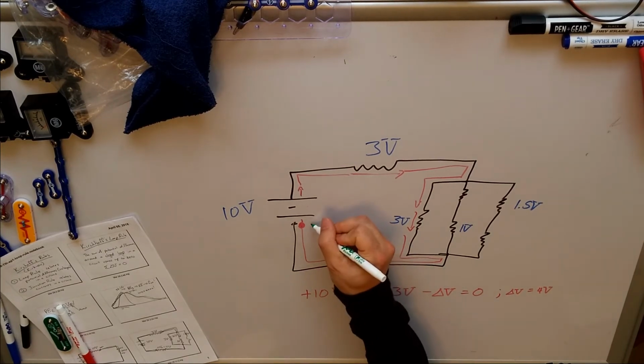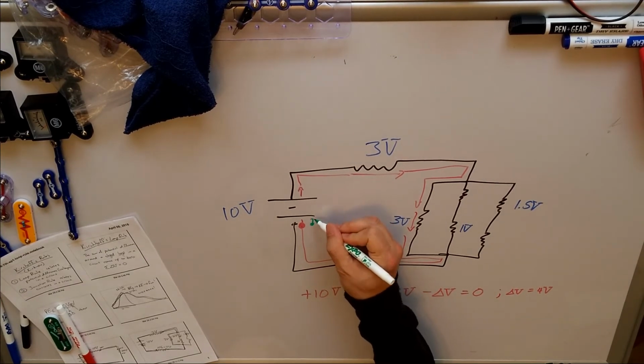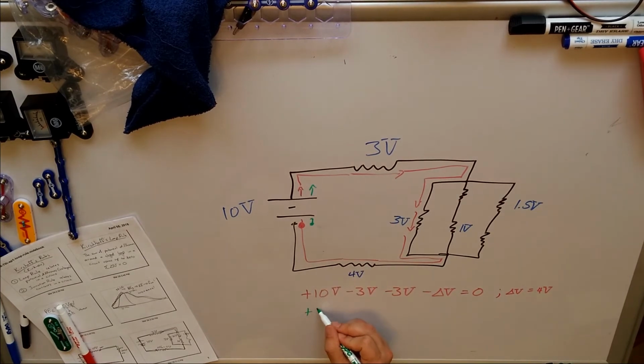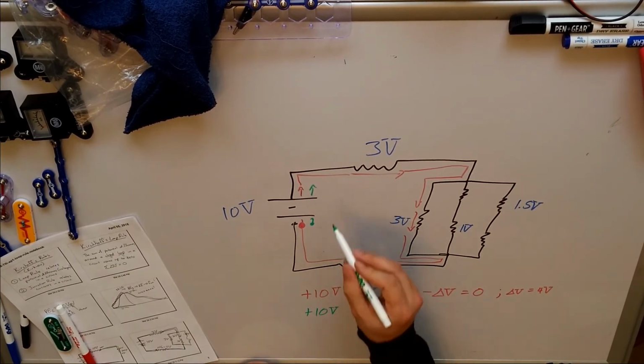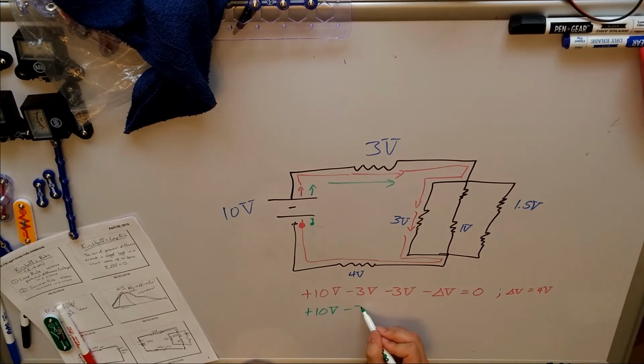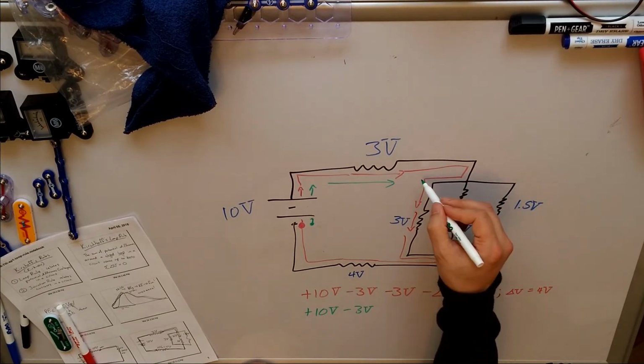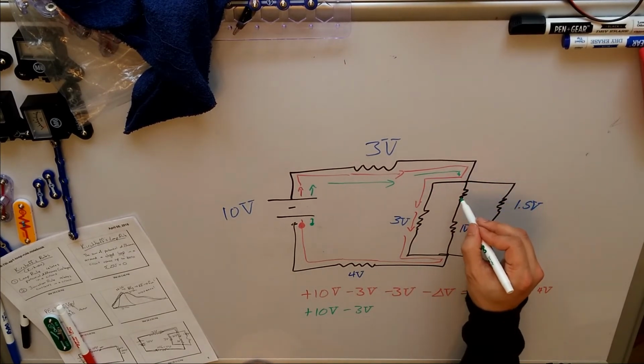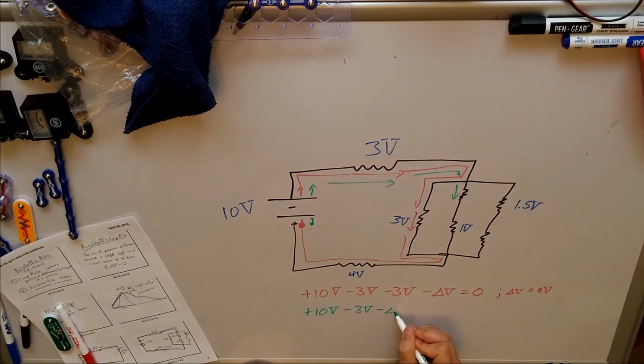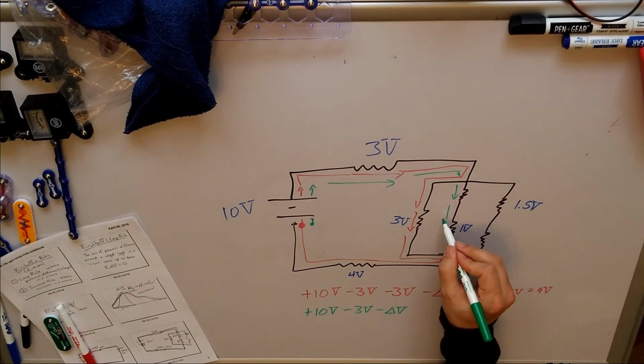Let's go with green. I'm going to start here. I like to start on the far side of the battery. We go across the battery, and the battery lifts us up, gives us a height of 10 volts. We go across this resistor. We know that it takes us down 3 volts, and now I'm going to go through the middle one. So I go across this unknown resistor, delta V unknown. I could mark these A, B, C, D, and so forth. We'll do that in the future, but the colors should work fine.